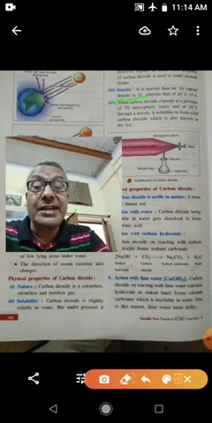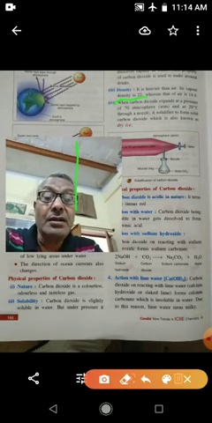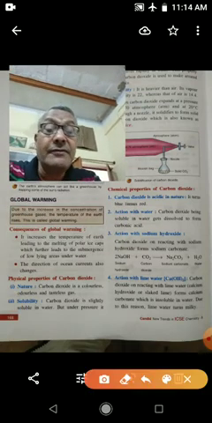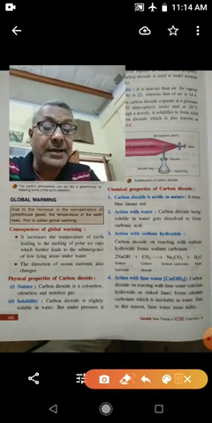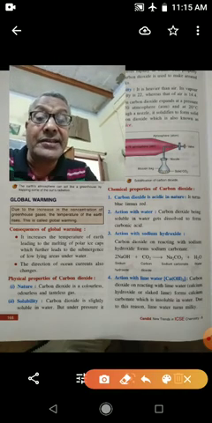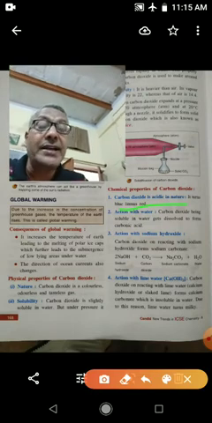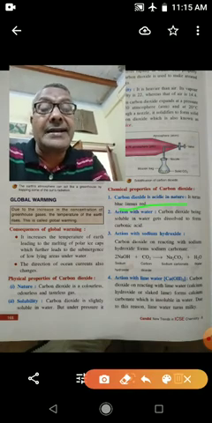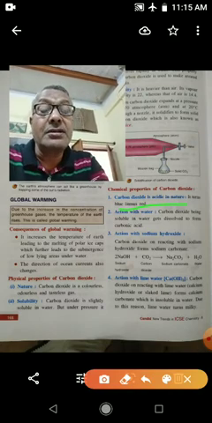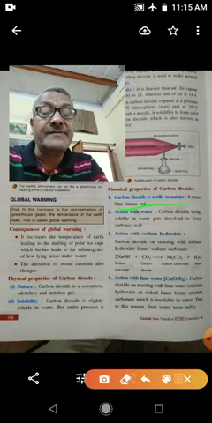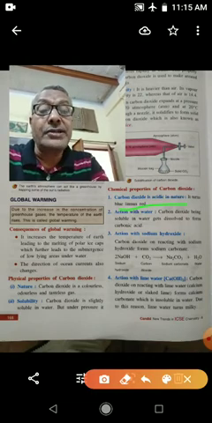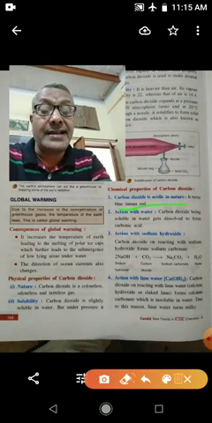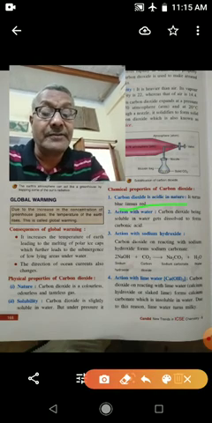Next is chemical properties. In the chemical properties of carbon dioxide, the first property is carbon dioxide is acidic in nature. So how can we say carbon dioxide is acidic in nature? Because carbon dioxide gas turns moist blue litmus paper red. It shows that carbon dioxide is acidic in nature.